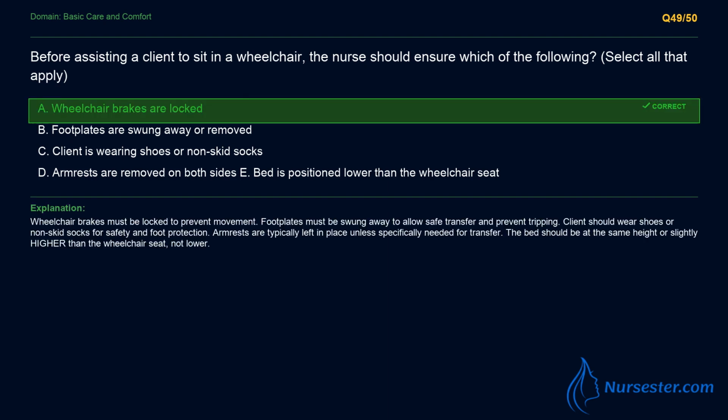The correct answers are A, B, and C. Wheelchair brakes must be locked to prevent movement. Footplates must be swung away to allow safe transfer and prevent tripping. Clients should wear shoes or non-skid socks for safety and foot protection. Armrests are typically left in place unless specifically needed for transfer. The bed should be at the same height or slightly higher than the wheelchair seat, not lower.